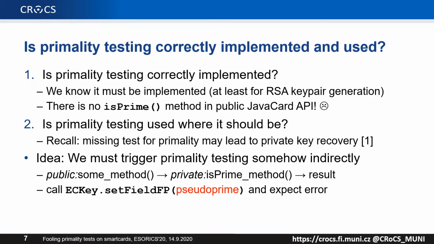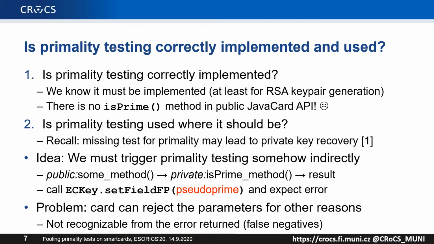One example might be setting the parameters of the curve. So we do have the method called setFieldFP, which is setting the cardinality of the base field for the curve. So we can call it with a number which is not a prime, a pseudoprime, so it's some kind of composite. And then we can expect an error. And if there is an error, okay, likely they detected that we submitted something that is not a prime.